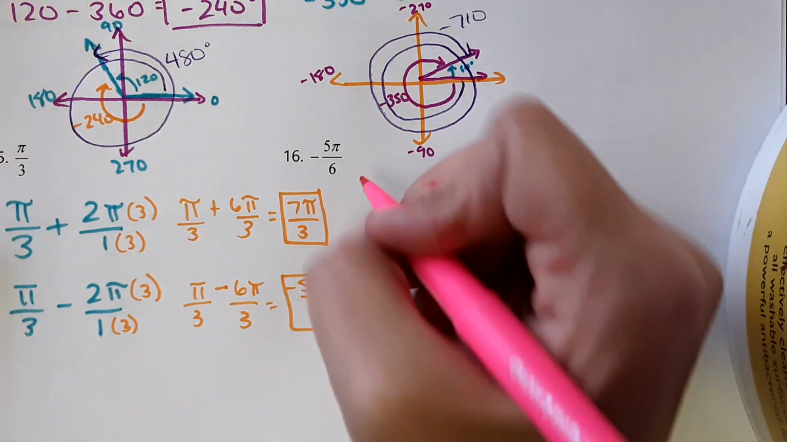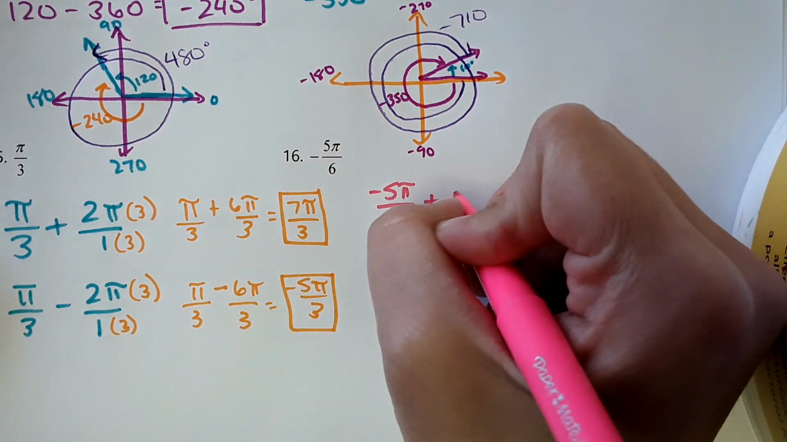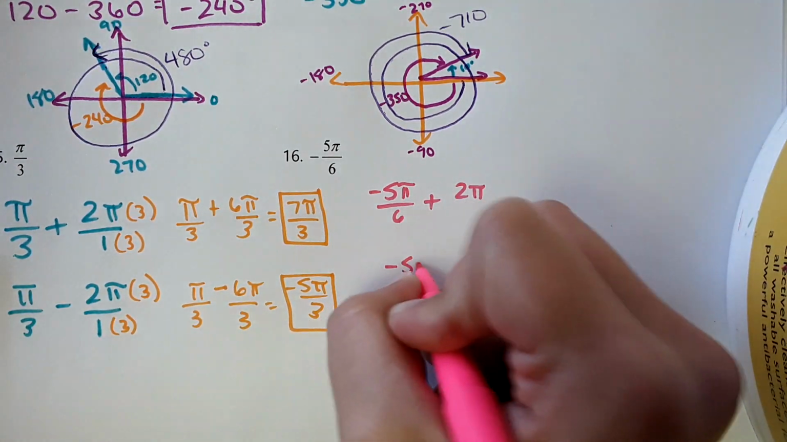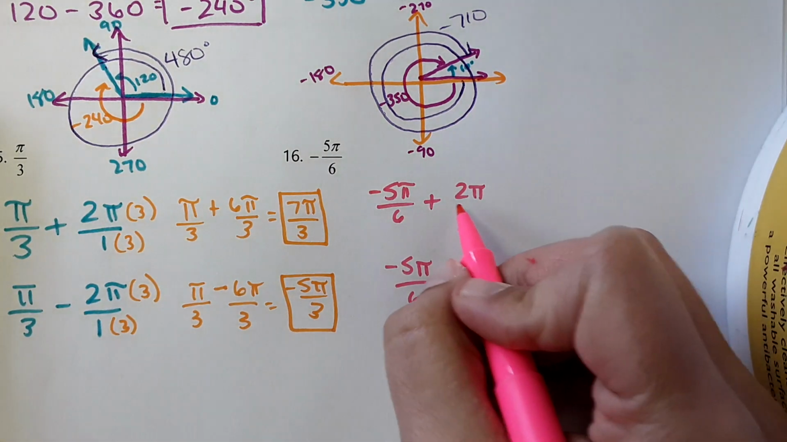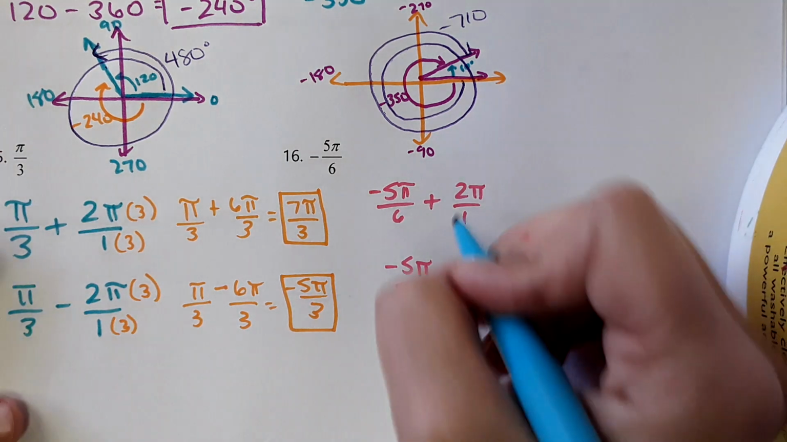16, same idea. Negative 5 pi over 6 plus 2 pi. And then negative 5 pi over 6 minus 2 pi. You need a common denominator, so we'll multiply this by 6.